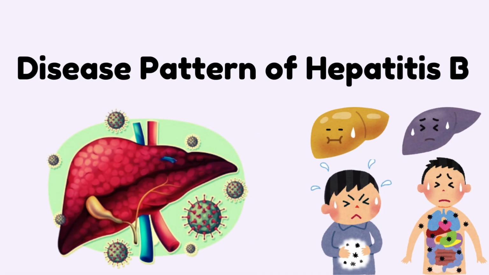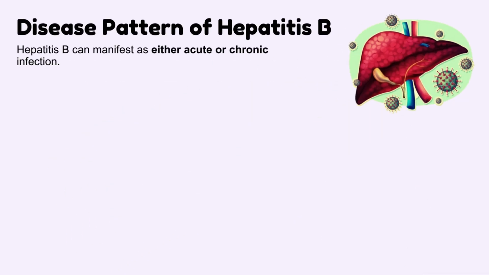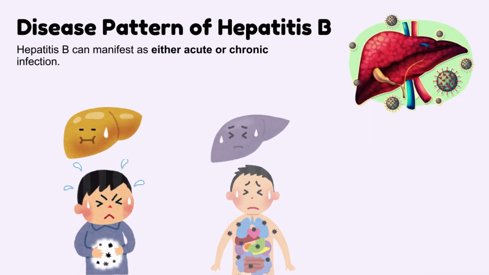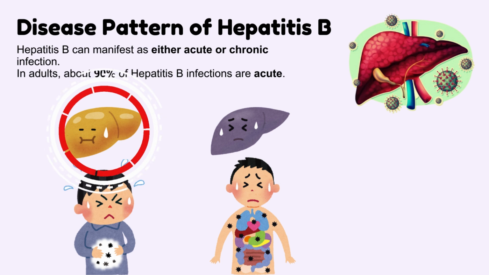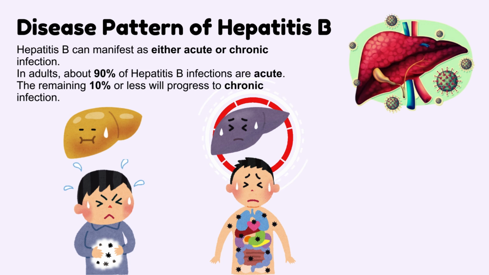Disease pattern of hepatitis B. Hepatitis B can manifest as either acute or chronic infection. In adults, about 90% of hepatitis B infections are acute. The remaining 10% or less will progress to chronic infection.